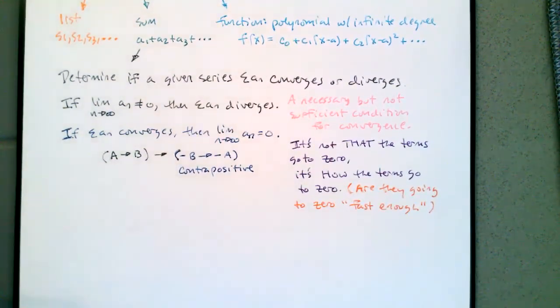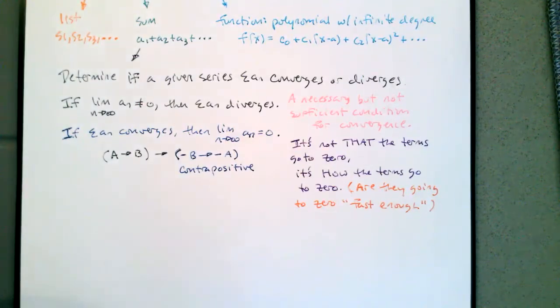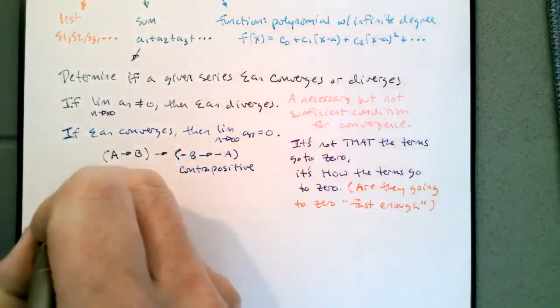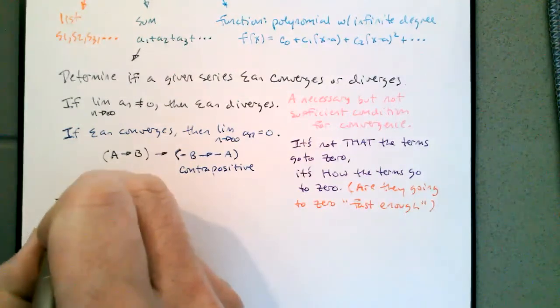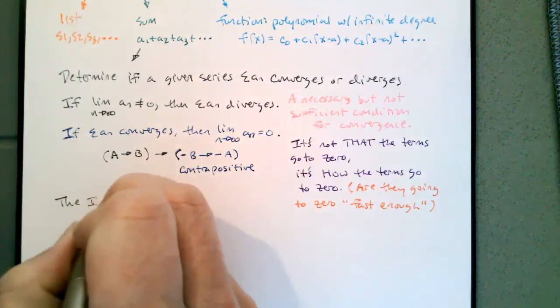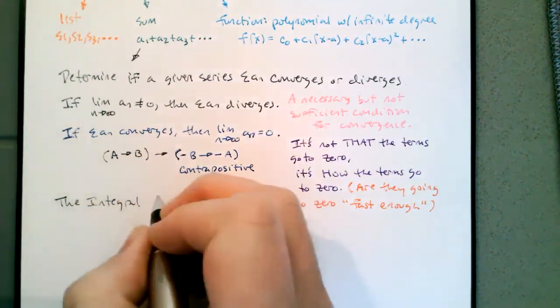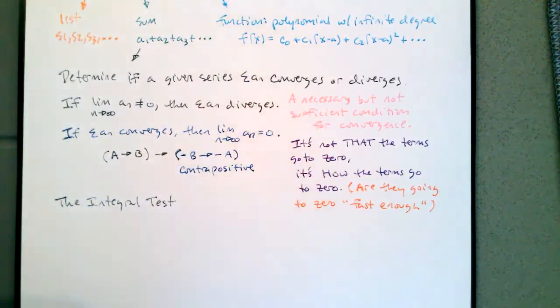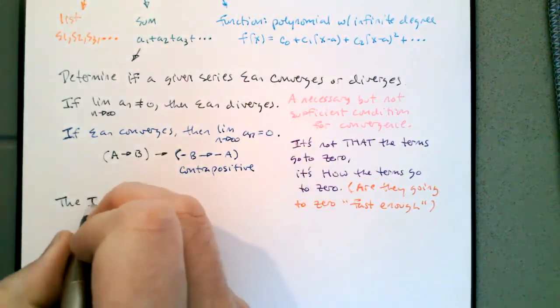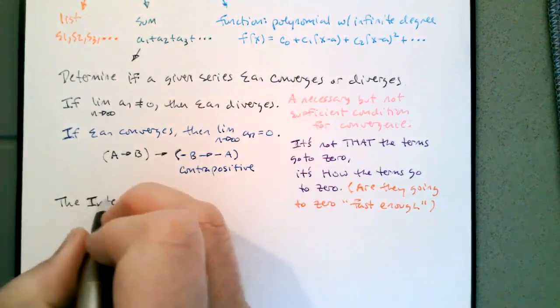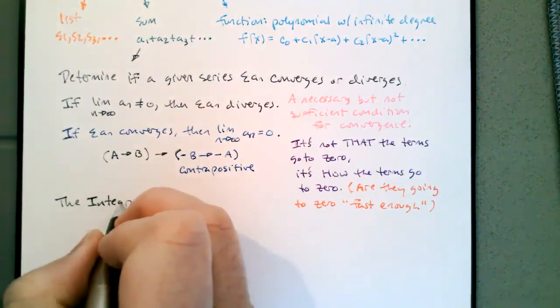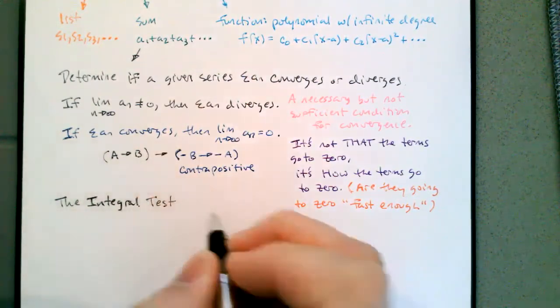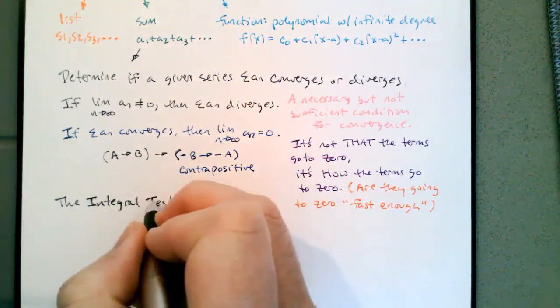So that was the first thing that we had. If the limit of the terms is not zero, then the series diverges. Then we had the integral test. This is where we take the terms of our series and make a continuous function out of them. So it's kind of a little crossover event.